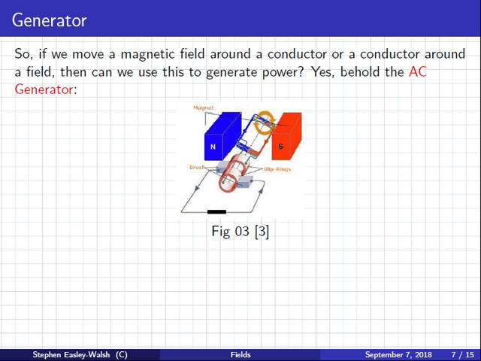But which is easier, moving the big magnet or moving this? Well, moving this is easier. So you can either do this, or you can keep this stationary and then move this. It's the same effect. So that's what they do in the power plant. They move the copper wire around inside the magnet and they generate power.